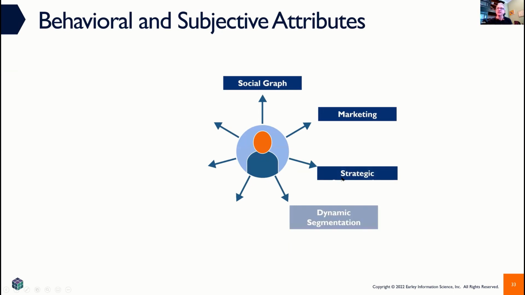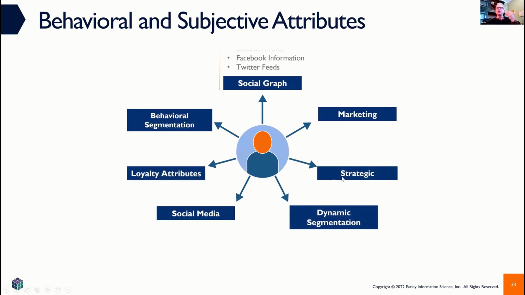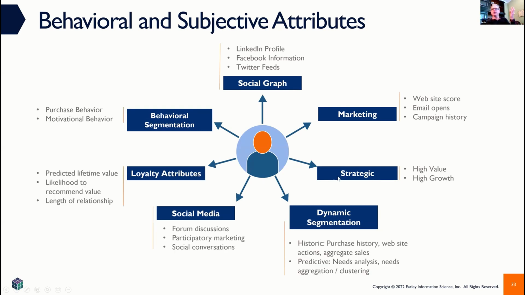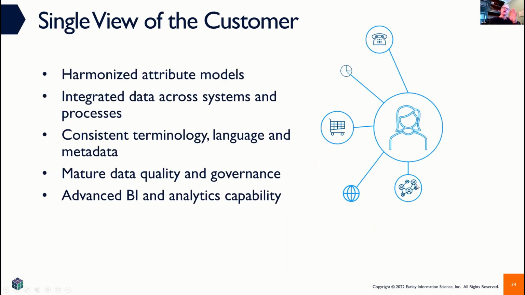Then we have behavioral data and subjective attributes. We can ask, are they high value? Are they high growth? What's their purchase history, that we can infer something about? What can we do about understanding their loyalty? We can mine things from social media. We can look at their motivations. We can look at whether they are brand aware or price sensitive and so on. So we have the ability to build these very rich attribute models. People talk about a single view of the customer. Single view of the customer means that we have harmonized attribute models. It means we have integrated data across those systems.